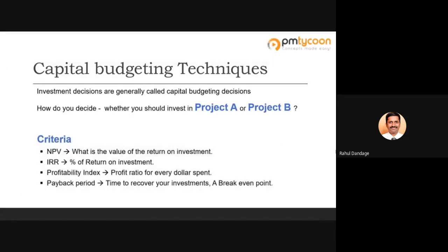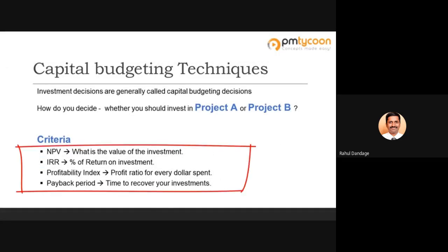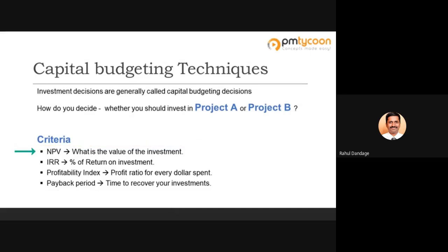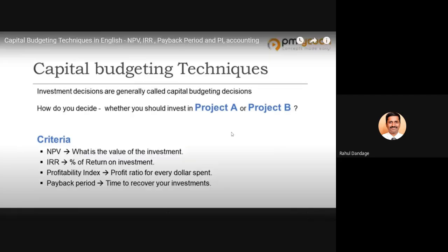Capital budgeting techniques use the following criteria to make informed decisions. 1, net present value, which is also called NPV, and 2, internal rate of return, abbreviated as IRR, and then we have profitability index, sometimes written as PI, and we have payback period. So what is net present value? At a high level, it tells us the value of the return on investments. And what is IRR? At a high level, it tells us the percentage of return on the investment. So NPV tells us the value of return, the IRR tells us the percentage of return.